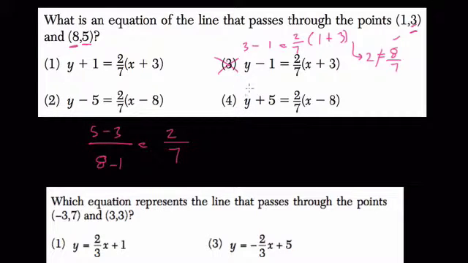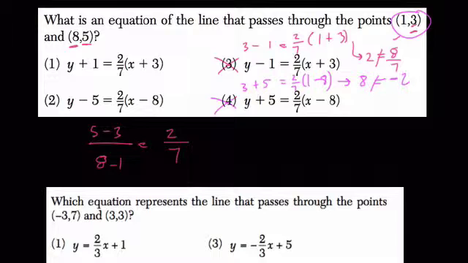Y plus 5, so 3 plus 5, the y point here, I'll use this point, equals 2/7 times 1 minus 8. 3 plus 5, that equals 8. 1 minus 8 is -7, right? And -7 times 2/7, those 7's cancel out, and we get -2, and these things are not equal. All right, 2 more to go.